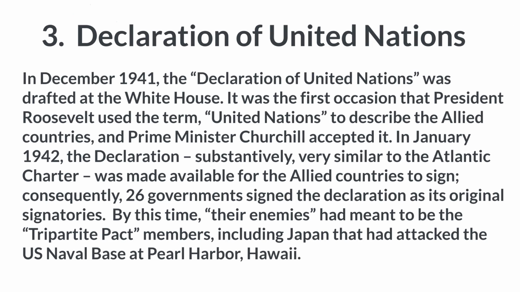In January 1942, the declaration, substantively very similar to the Atlantic Charter, was made available for the Allied countries to sign. Consequently, 26 governments signed the declaration as its original signatories. By this time, their enemies had come to mean the tripartite pact members, including Japan that had attacked the U.S. naval base at Pearl Harbor, Hawaii.